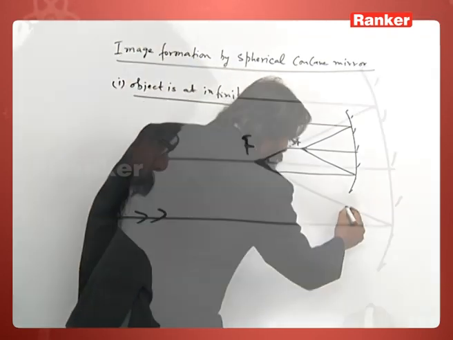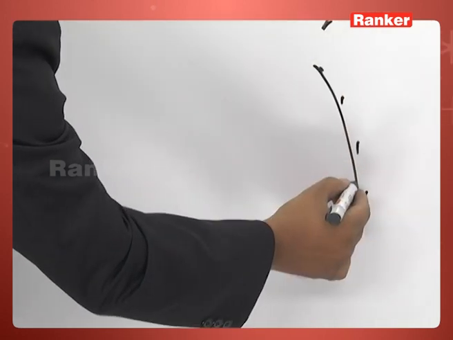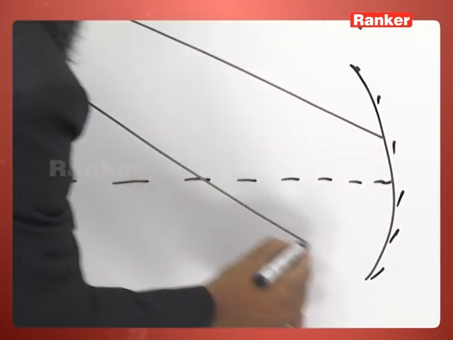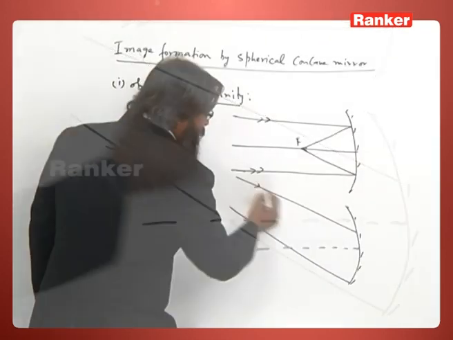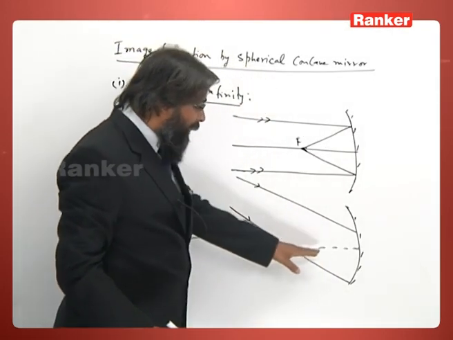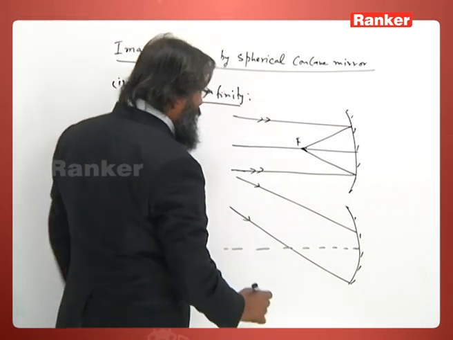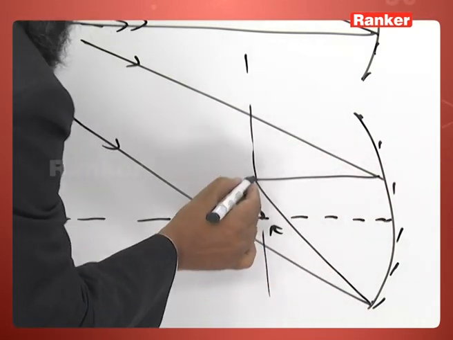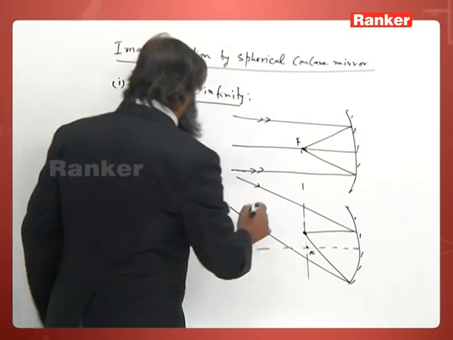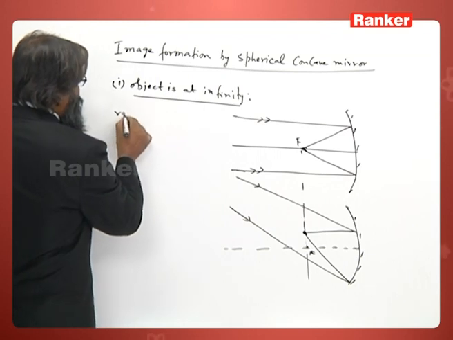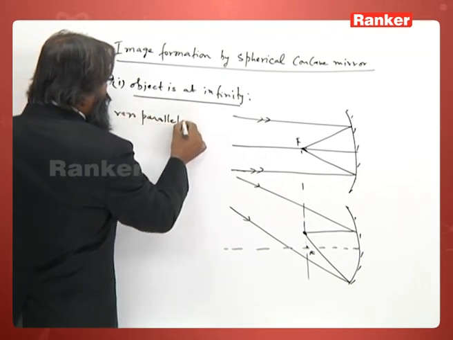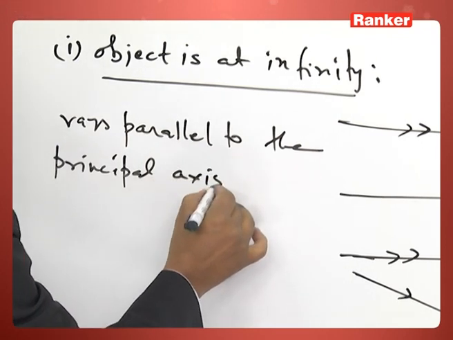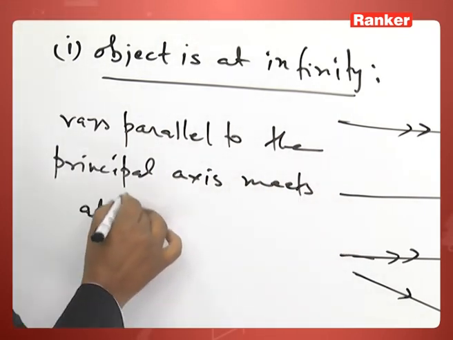But now, if the object is at infinity, this is the principal axis. The rays coming are parallel, but this time the rays are not parallel to the principal axis. So if the rays are parallel but not parallel to the principal axis, this is the focus, then they will meet somewhere at the focal plane. This is a very important point. Rays parallel to the principal axis meet at the focus.